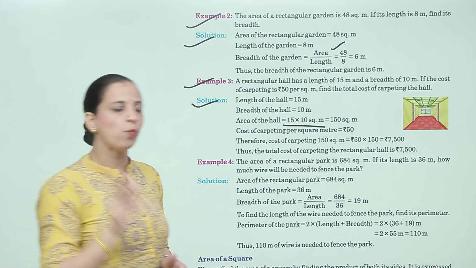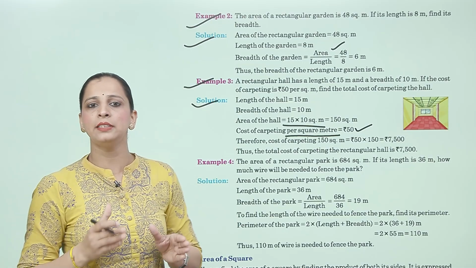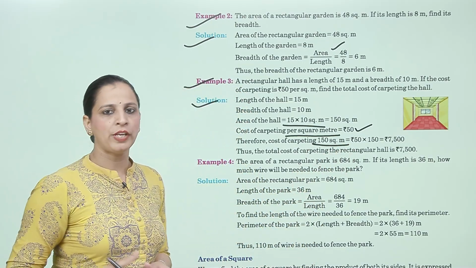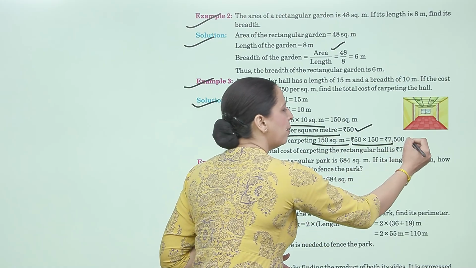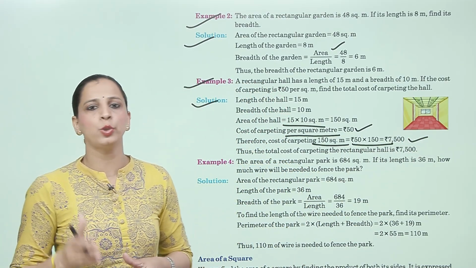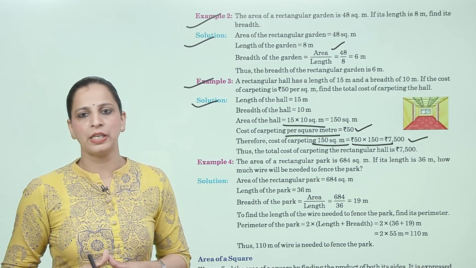Cost of carpeting 1 square meter is 50 rupees. So, we have to find the cost of carpeting 150 square meter. So, we have to multiply rupees 50 multiplied by 150, which is equal to rupees 7500. Thus, the total cost of carpeting the rectangular hall is rupees 7500.